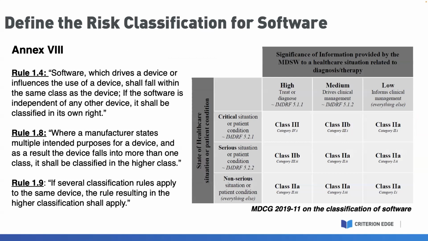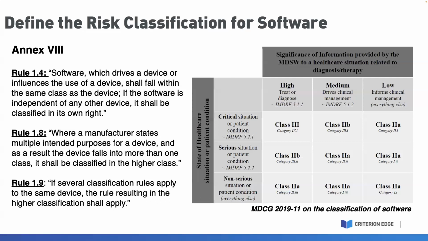But let's say you have more than one intended purpose. That's where rule 1.8 comes into play. If there are multiple intended purposes, the device will fall into more than one class. You're going to go to the higher risk classification. And again, rule 1.9 is similar in that if several classification rules are going to apply to you, always go to the higher class. If in doubt, you're going to scale up, not down.